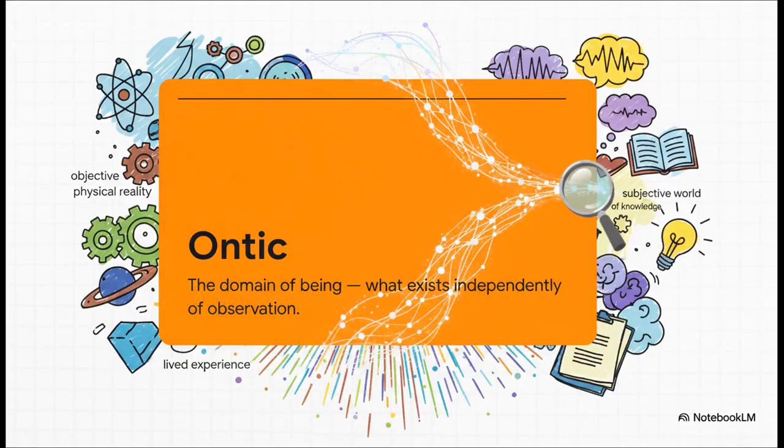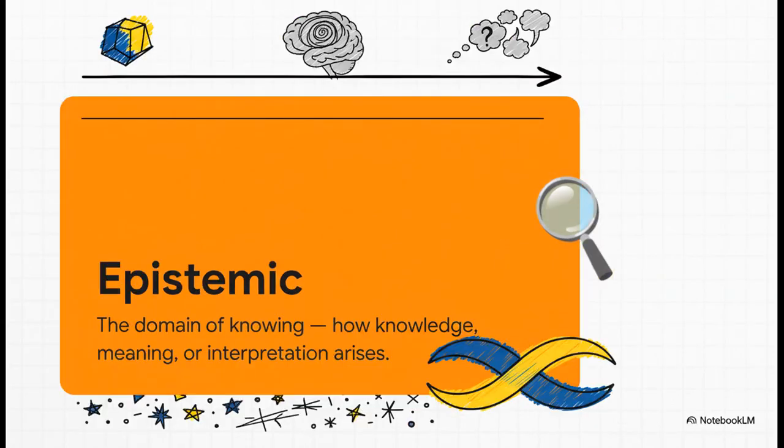All right, first up is the ontic. The easiest way to think about this is it's just reality, objective reality. It's all the physical stuff of the universe, matter, energy. It's the classic tree falling in the forest when no one's around. It exists, whether we're there to see it or not. It just is.